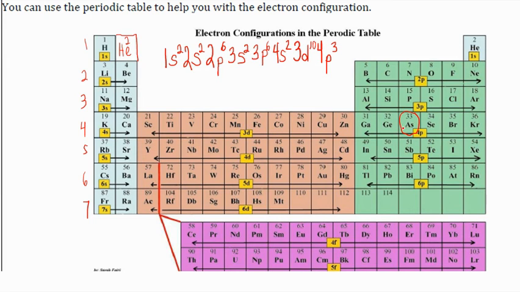Now, they didn't ask for a complete one, so I could write down my noble gas one. If I'm doing a noble gas, I'm going to take this back until I come to my previous noble gas, which is right here. This is my previous noble gas. I'm going to find where that is here. So all of this stuff here gets me up to argon. So I'm going to get rid of all of that.